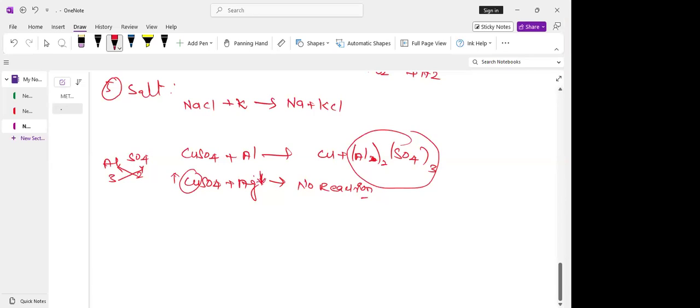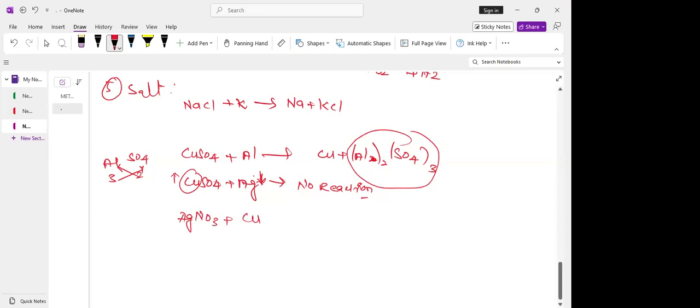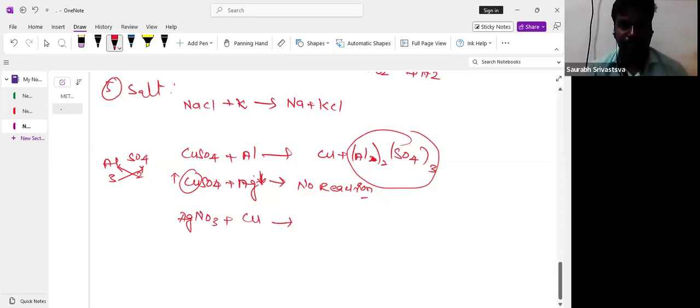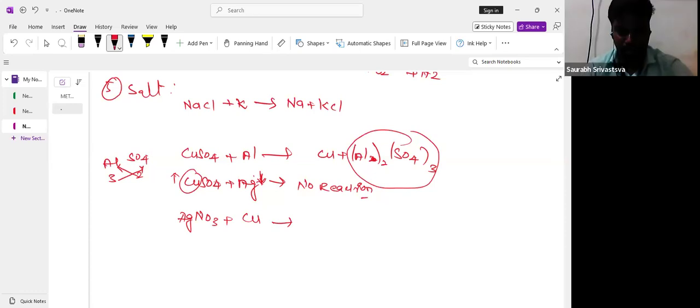Next, suppose the salt AgNO3. Sir, is copper sulfate a salt? Yes, copper sulfate is a salt. Why? Because of the cationic part and anionic part that is there.